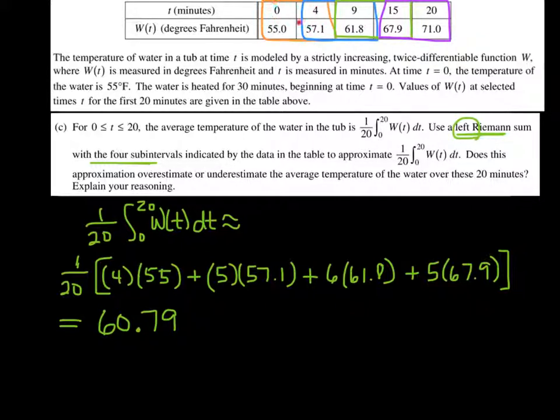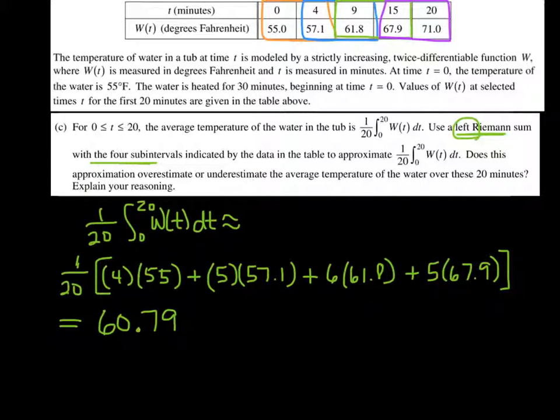So in this first rectangle, in this orange one here, the base of my rectangle is the difference between my x values, the difference between my times, which is 4. And then I'm using the left height, so 55. Plus, next difference is 5 times the left height is 57.1, and so on. I typed that all in my calculator and I get 60.79.